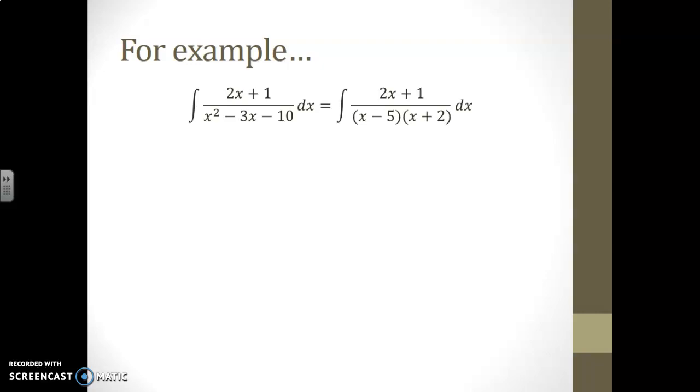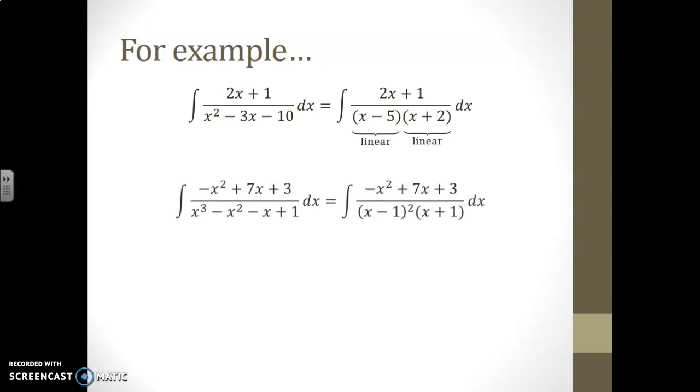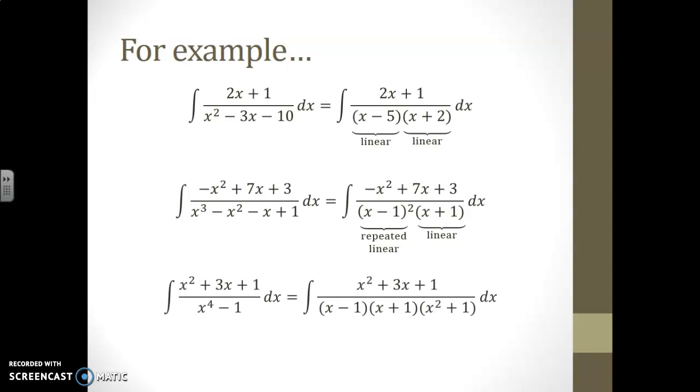Here's an example of such a case where we have a rational function with the denominator factored into two linear expressions. Other cases may be observed, such as the second example, where a repeated linear factor is observed at the denominator, along with a linear factor. There's also a third type of factor, which could appear. In this case, we have two linear expressions that are joined by a quadratic expression.